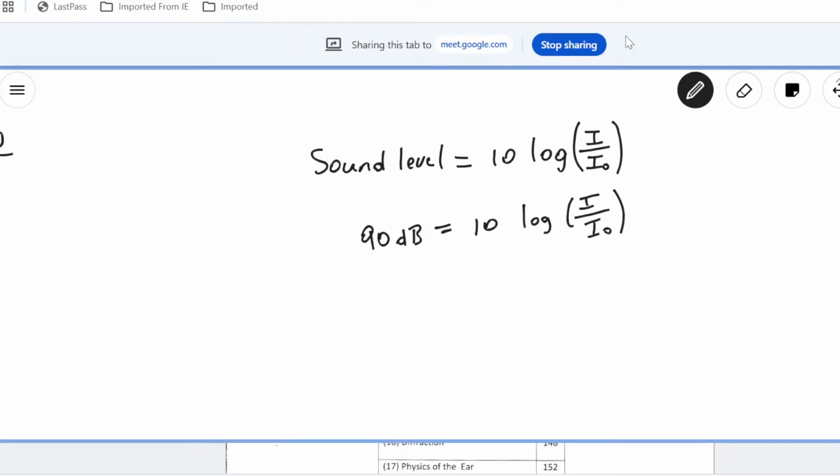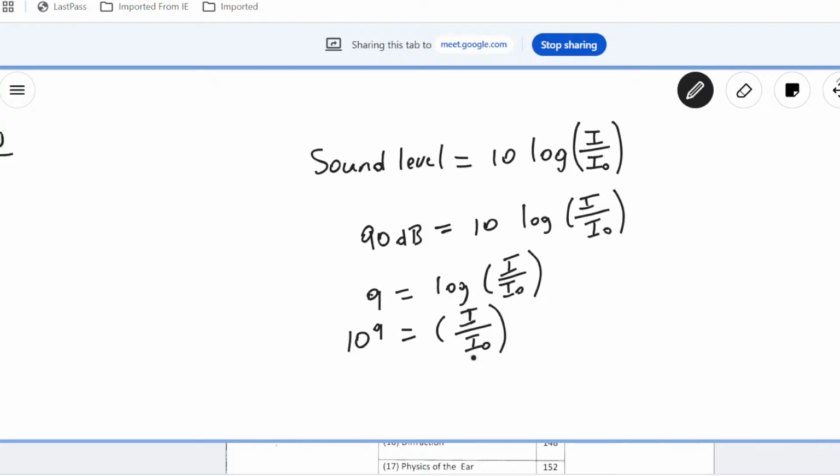So 9 equals log I over I sub 0. And then we use what log means. So it's going to be 10 to the ninth power. The inverse, I would say anti-log. So we can do the anti-log to get rid of the log on both sides. Log inverse. And now we have I over I naught.